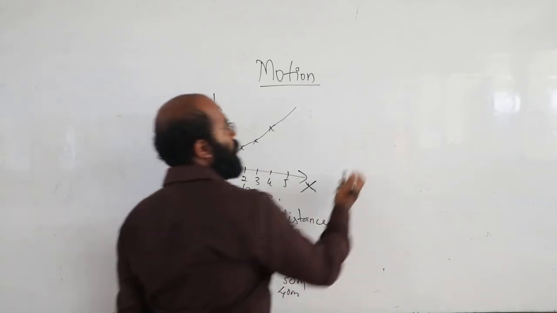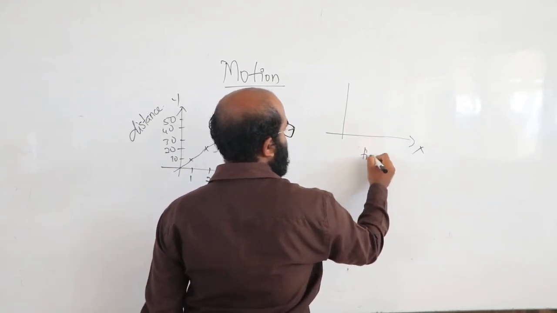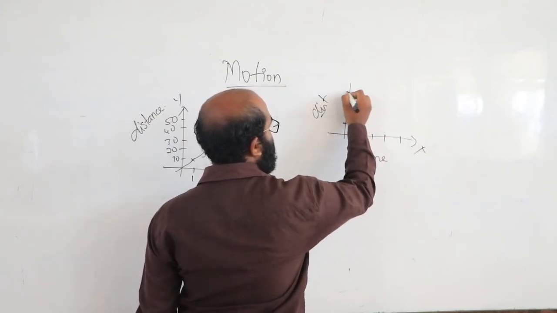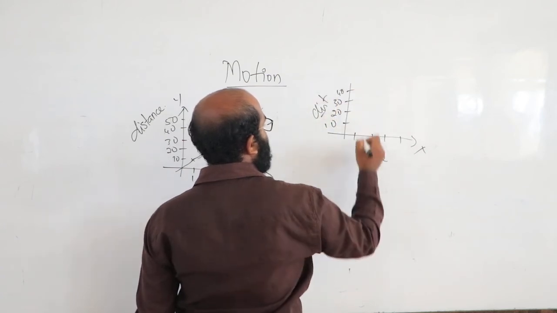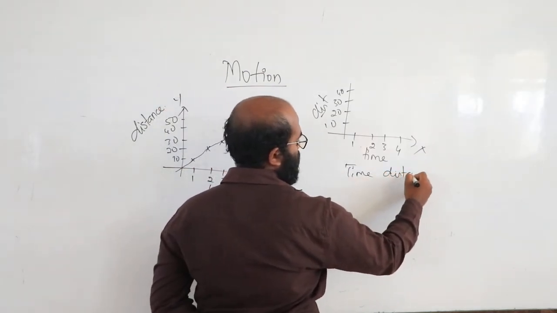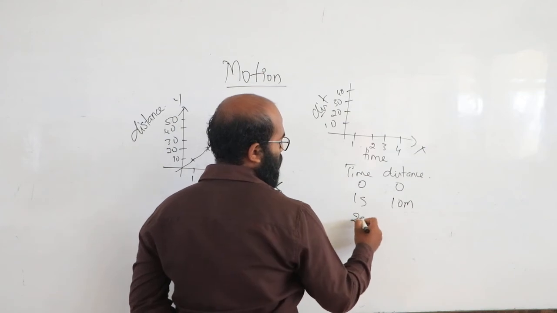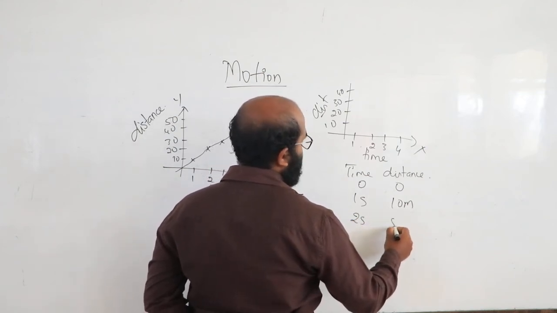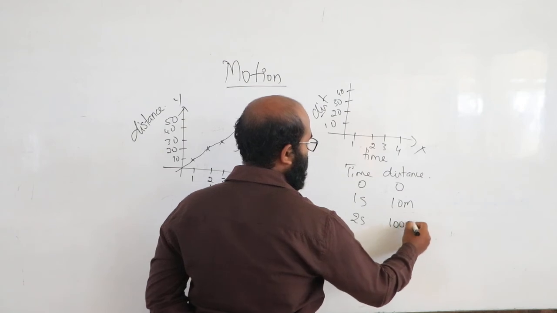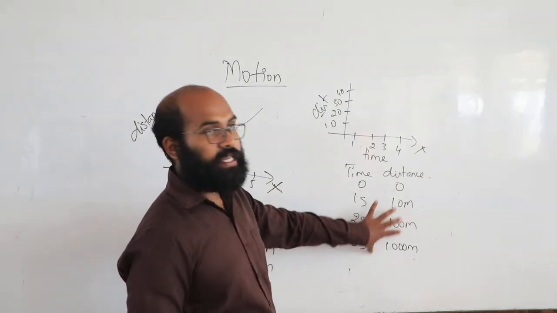So let's take a non-uniform motion and explain. Same, time on the x-axis, distance on the y-axis. So at 0 it is 0, in 1 second if it travels 10 meter, in the next 2 seconds if it is increasing, say 100 meter, then in 3 seconds if it becomes 1000 meter, so it is rising exponentially.